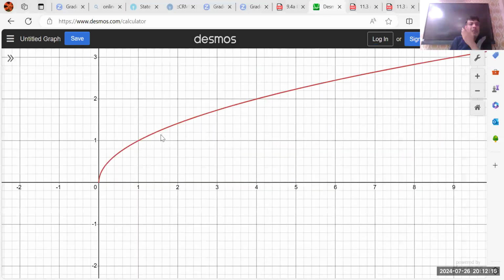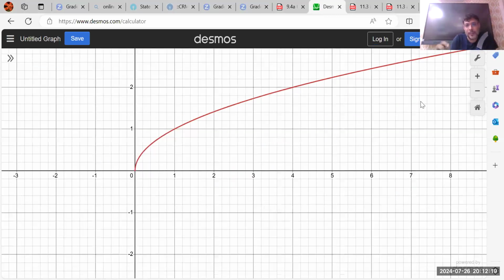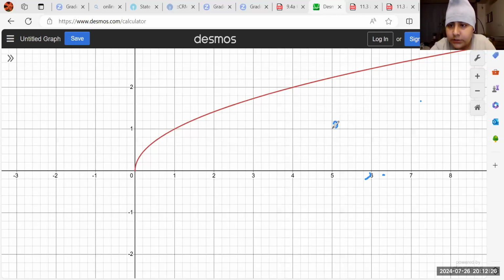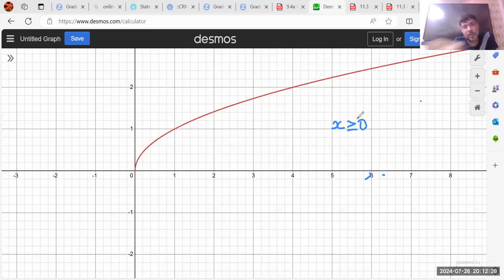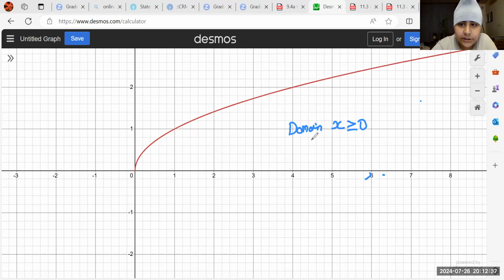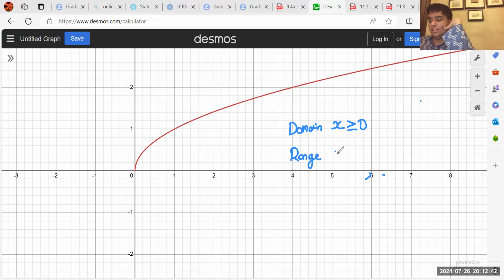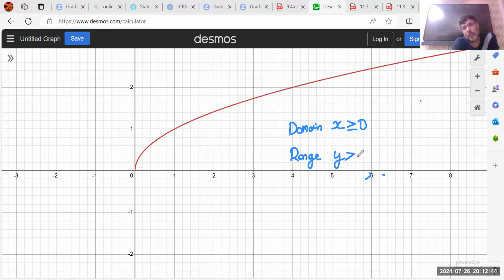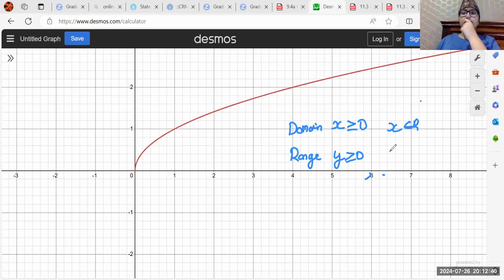So the domain you told is slightly wrong. So x, what should be the right answer? Anyone else? Sir, x is equal to or greater than. Yes, x is greater than or equal to 0. So Parvi, your answer was also correct. What will be the range? So 0 to infinity. So y is greater than or equal to 0.